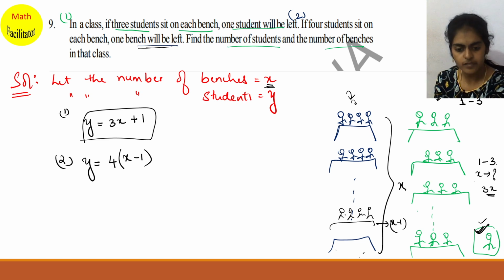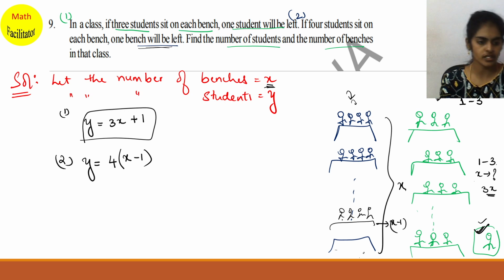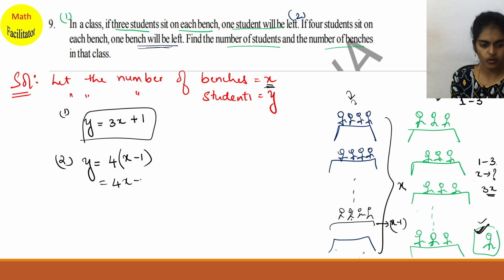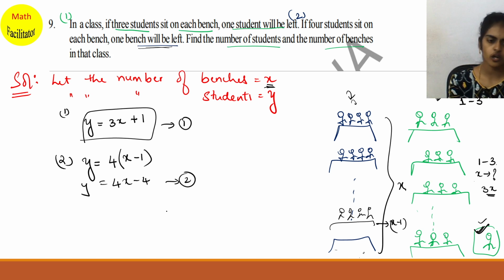And in these X minus 1 benches, total 4 students are sitting. So 4 into X minus 1. The same equation I can write as 4X minus 4, multiplying by 4. So this is equation 1. This is equation 2. Now solving these two equations.